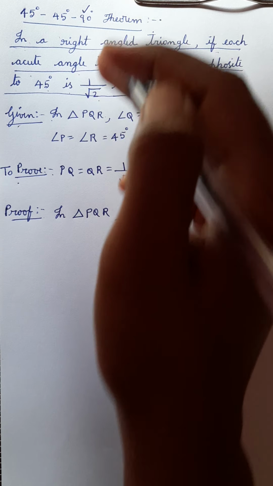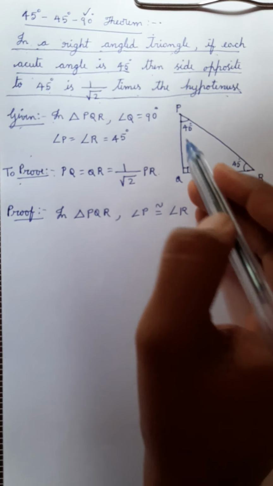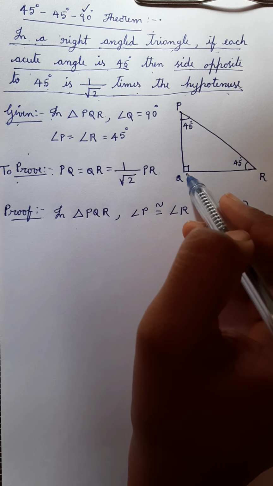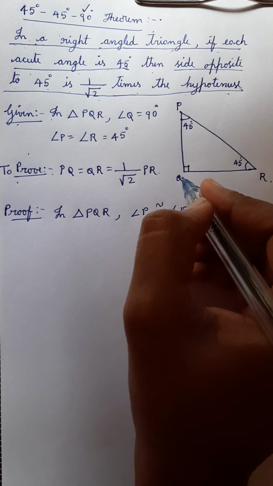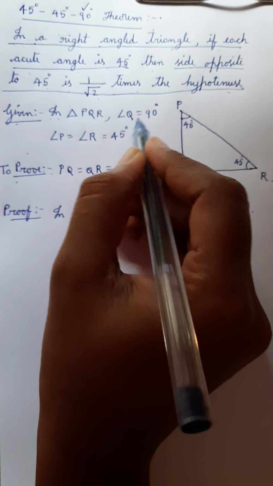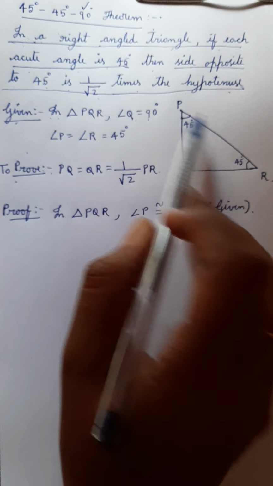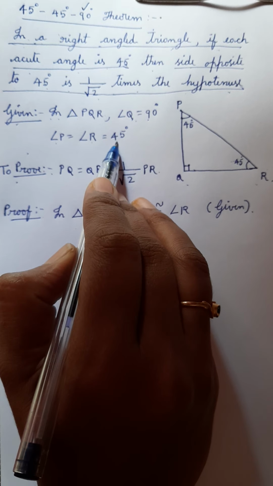According to this statement we will write the given. First we will draw a right angle triangle. Here the right angle triangle is PQR, where Q is 90 degrees. In triangle PQR, Q is 90 degrees and the remaining two angles are the same measure, P equal to R equal to 45 degrees.